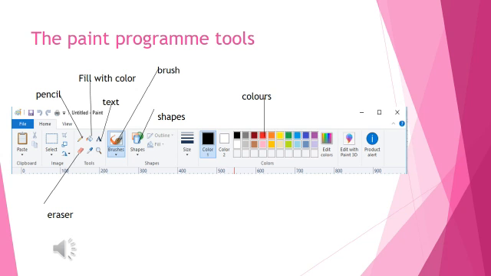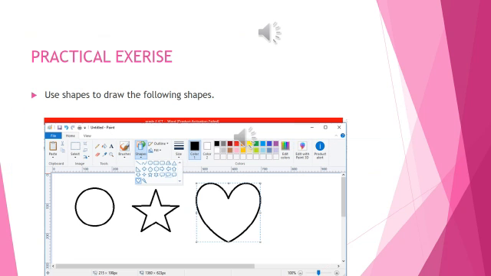There's Brush. Brush can be used for drawing freehand. You've got Shapes. If you want to draw a circle, rectangle, star, heart, you can use Shapes. Eraser, and an eraser is a rubber. You can rub, you can erase. The color you want to use, there's a facility for colors in this area here. On this area you've got colors. So this is called the Paint program tools, the tools you get in the Paint program.